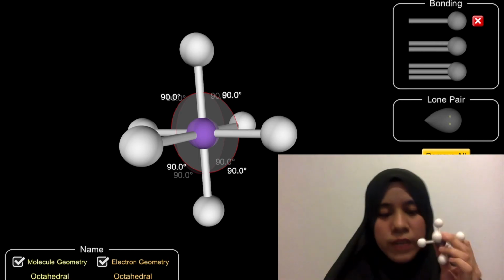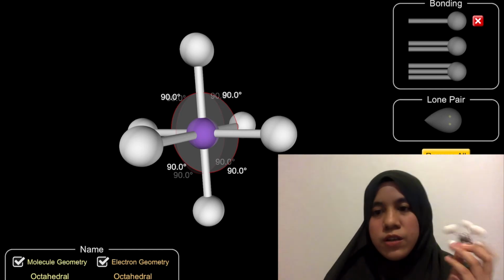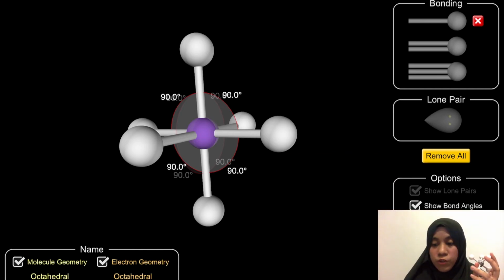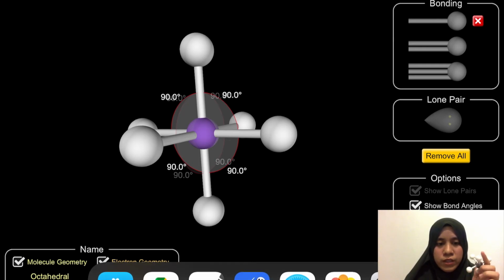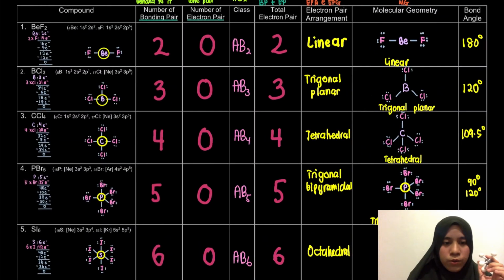So this is what we call as octahedral. So that's the last one for our molecular geometry. Tapi bukanlah last one sangat pun. This is the last one for the case of central atom with no lone pair.